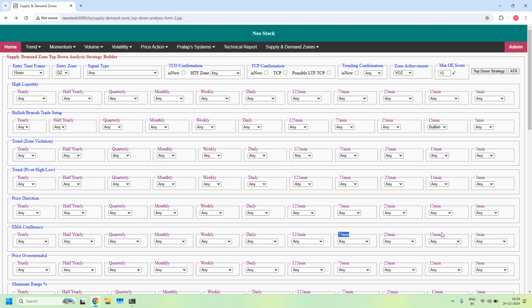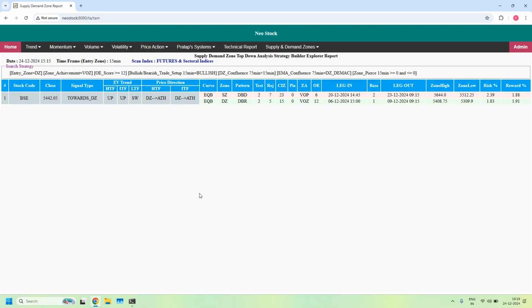Because the 15 minutes demand zone is part of the 75 minutes demand zone. That's why we are looking for 75 minutes demand zone with daily EMA confluence. With this filter, we got 1 stock. So this is a high probability trade setup supported stock. That's why this zone is already tested 2 times.